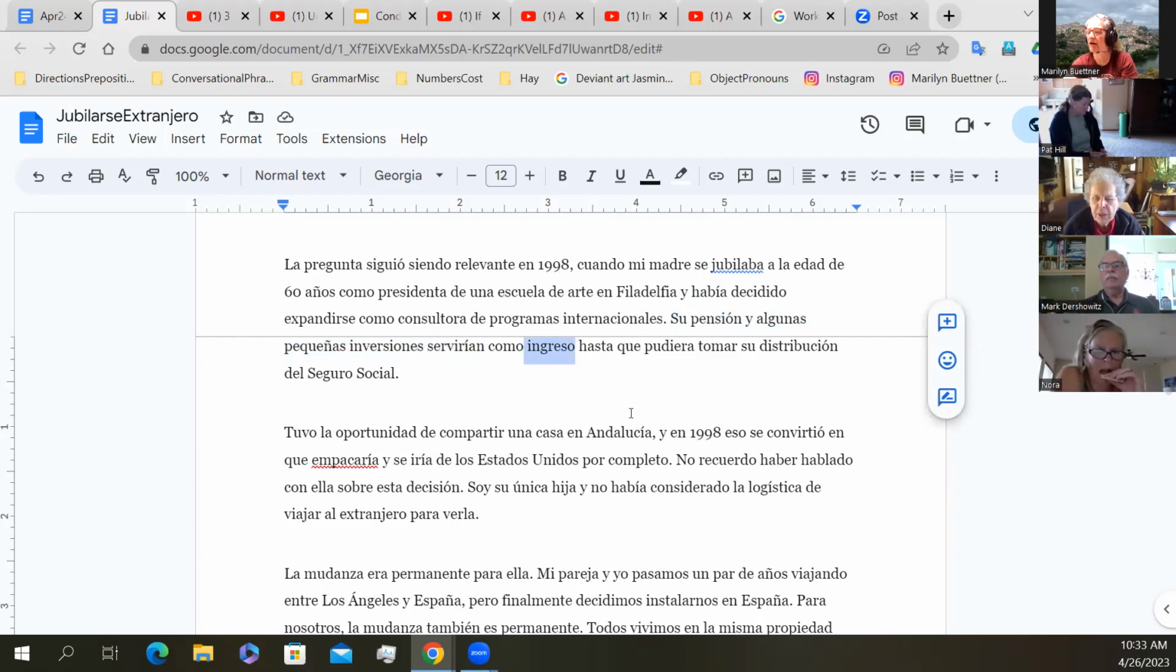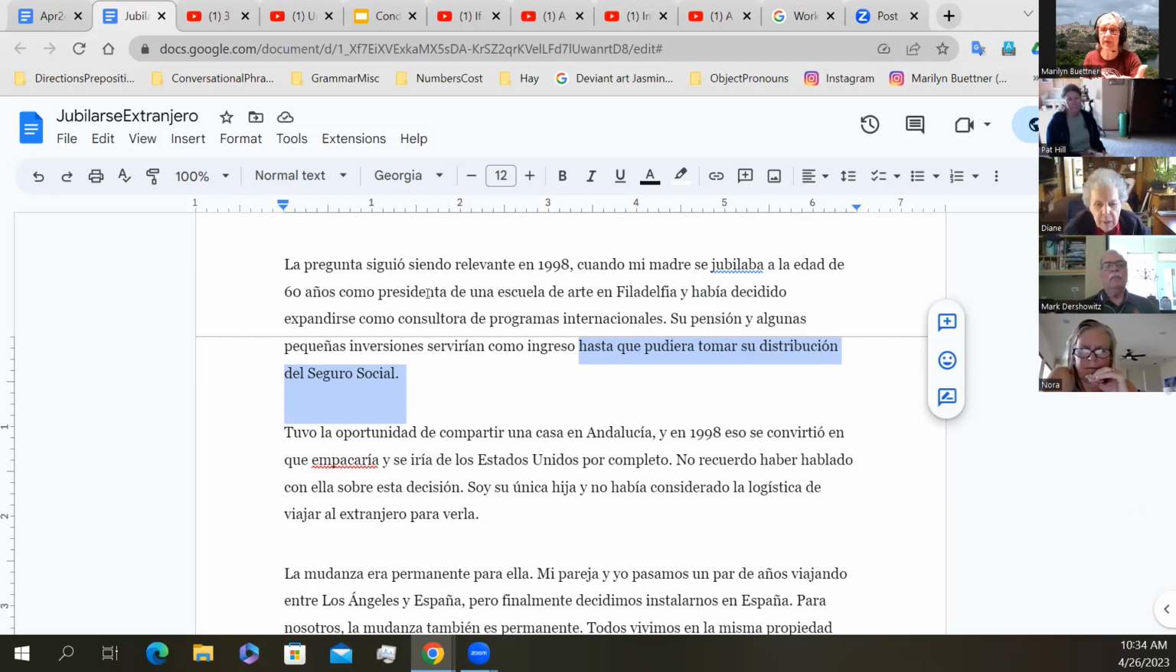Ingreso es income. Yeah. Ingreso, is there an English for that? Wow, there might be. Mine said income. Yeah, income, money coming in. That's ingreso, money coming in. Hasta que pudiera tomar su distribución de seguro social. So you know she was retiring before taking out that Social Security fund. So until she would be able to take her Social Security distributions.